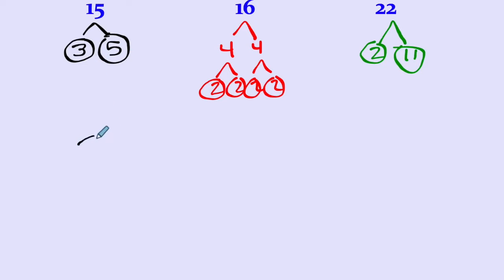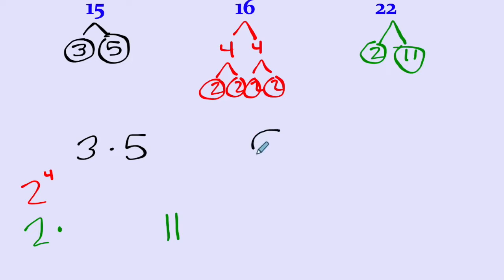I'm going to start over here with this black one. 3 times 5 is the answer to the black one. Now I know if there are any more 3s, they're going to appear under the 3. If there are any more 5s, they're going to appear under the 5. Let's take a look at the red one. We're going to have 2 to the 4th. And the green one is going to have 2 times 11. Notice I don't put the 11 under the 5. I don't put the 11 under the 3.